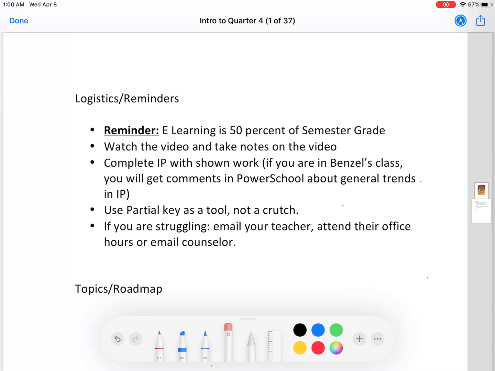And if you're struggling, please email your teacher. So that's if you're having things like issues with submissions. We're willing to be flexible and we're understanding of this difficult time. Also, we'd love to see you in our e-office hours. You could touch base with us. We'd love to hear how you're doing, not only on your work, but also what's happening in your life. Or you can email your counselor as well.